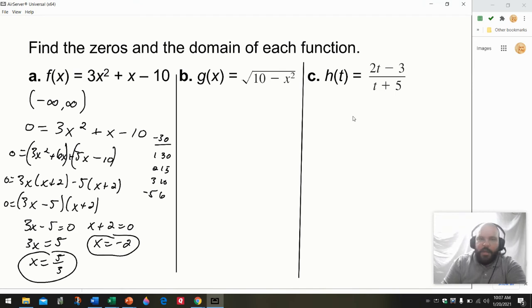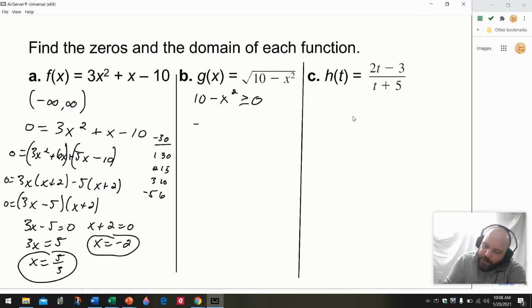So what do we do when we have a square root function? Well, we take whatever is under the square root and set a restriction on it. In order to take a square root and not get an imaginary number, whatever's under the square root has to be greater than or equal to 0. So I'm going to set 10 minus x squared greater than or equal to 0, and then I'm going to solve it.